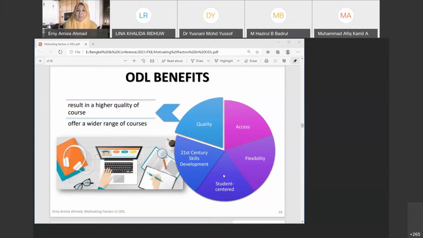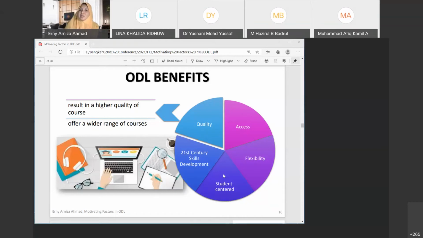Tetapi bila dalam keadaan COVID-19 ni, so kita terpaksa menjadi kata apa, creative, so all the PowerPoints no longer available. Still available, but then kita dah upgrade jadi video, kita dah masuk animation, dah jadi macam-macam. So that is the quality of the course. Okay, increase the higher quality of course. Okay, and also you offer a wider range of courses.